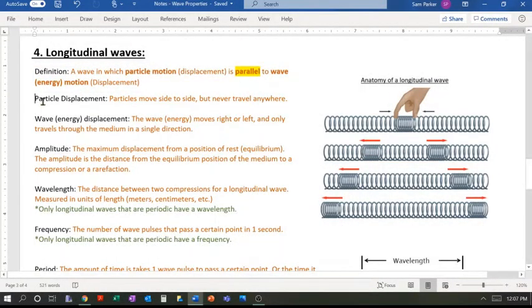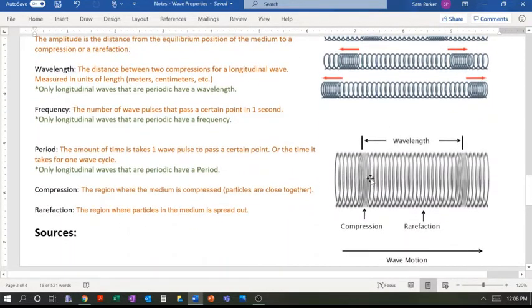Okay, so that's what I just said about particle motion and wave motion. They're parallel. All right. The amplitude would be related to the volume. If we were talking about amplitude of a sound wave, that would be how loud the sound was. Okay, but if we were to try to measure it somehow, I don't know how we would do this practically, but it would be the distance from the equilibrium position of the medium to a compression or rarefaction. Okay, this is a compression, a place of compression, and rarefaction, a place of expansion. Okay, and these compressions would be your wave pulses.